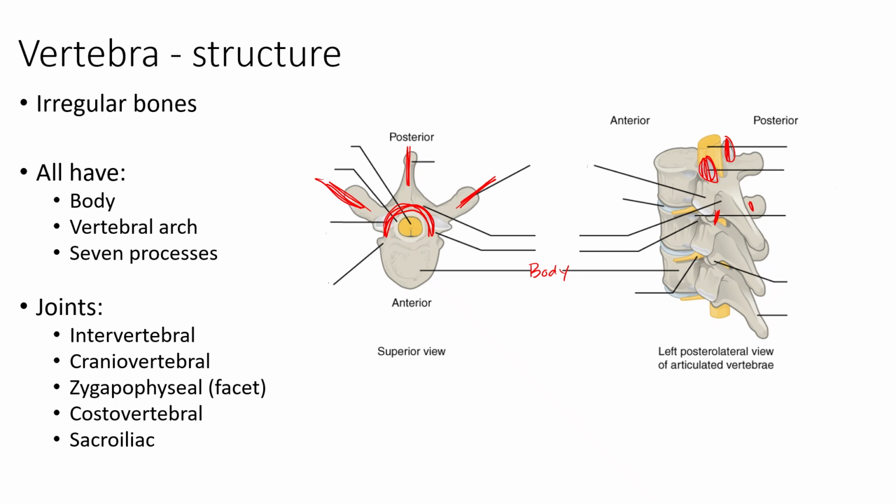You can find costovertebral joints. Those are joints between the vertebrae and ribs. Costo always refers to ribs. Hopefully it's obvious, you're only going to find those through the thoracic spine. And finally, you'll find a sacroiliac joint as well. That's going to be a very facet-like joint along the lateral aspects of the sacrum with the ilium.